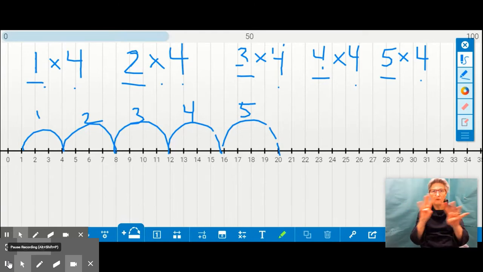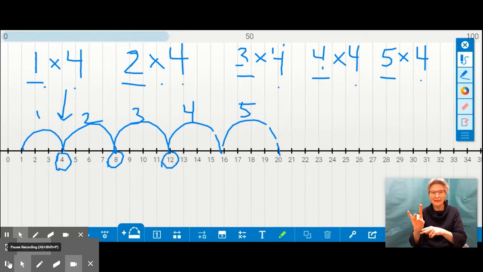So I know the product of 1 times 4 is 4, right here. I know the product of 2 times 4 is 8. The product of 3 times 4 is 12. The product of 4 times 4 is 16. And the product of 5 times 4 is 20. So now what we're going to do is translate that into fractions.